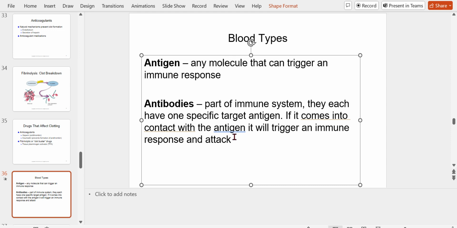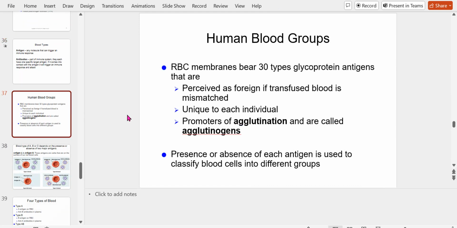That's part of the immune response. The body has been triggered and it's attacking. Now, human blood groups and the RBC membrane.